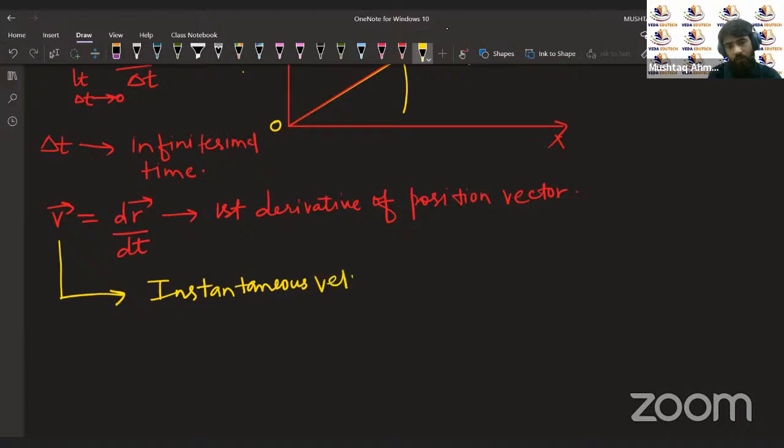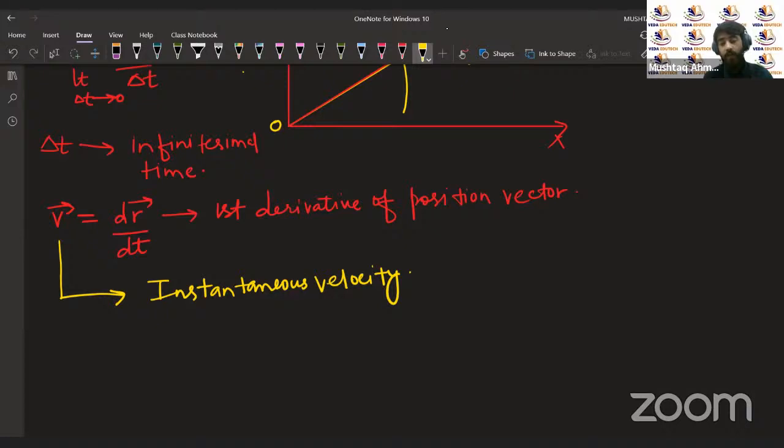Instantaneous velocity. In the previous case, for the average velocity, delta t was not tending to zero. It was a significant, large time interval. But now delta t tends to zero, the time interval reduced to very small. It almost tends to zero. There we defined the average velocity.